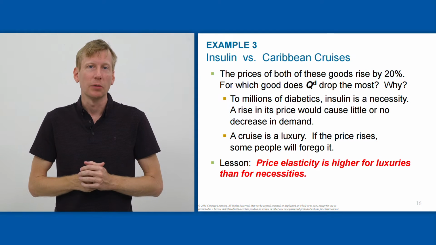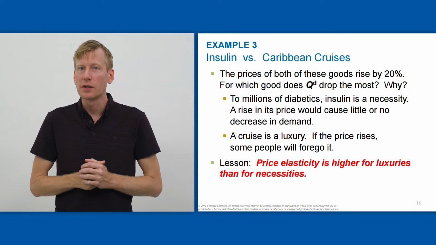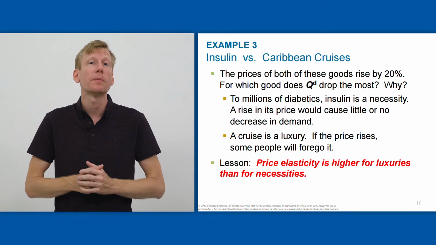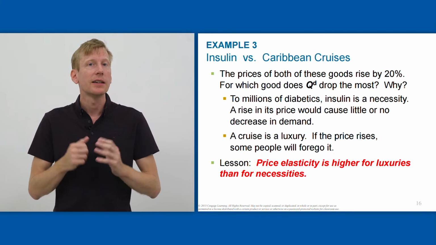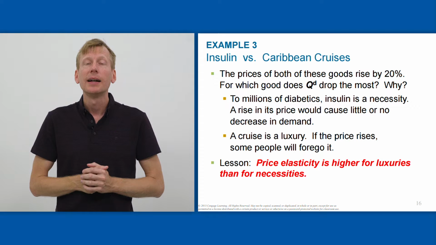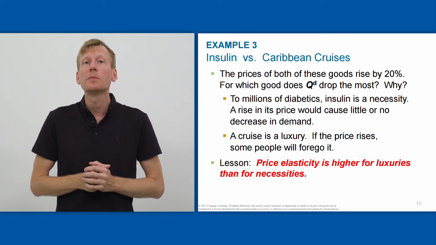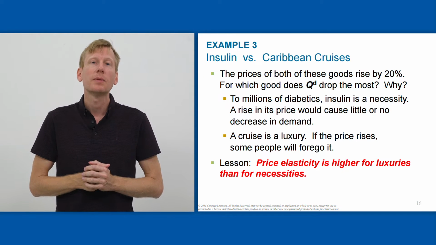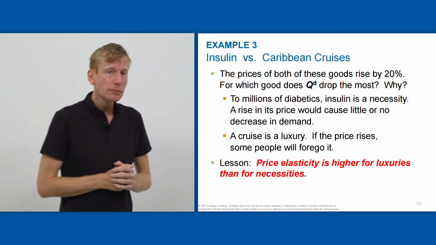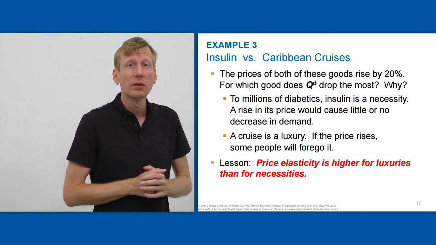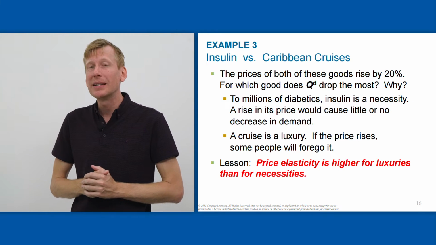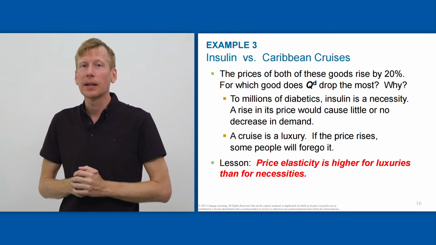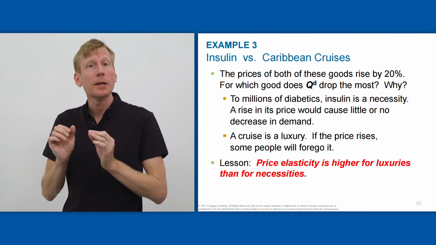All right, next example. Compare the two goods insulin versus Caribbean cruises. Now, the Caribbean's not particularly relevant, but keep the cruises in mind. We're talking about cruise ship vacations. Insulin, in case anybody's not familiar, is a specific drug which is used by diabetics, patients with diabetes. Allows them to regulate their blood sugar levels, and patients with diabetes need a steady supply of insulin, at least for a certain type of diabetes.